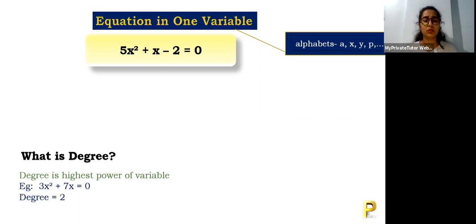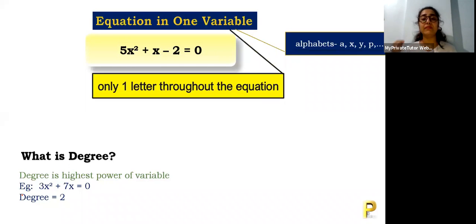So if you check throughout the equation, you can see there's only one variable throughout the equation. You don't have any other, you only have x throughout this. Do you have y? Do you have a, b? No, you don't. So only one letter throughout the equation is considered to be an equation in one variable. Okay, so I hope you're clear with this part, what is an equation in one variable, what is a coefficient, and what is a degree. So an equation in one variable is an equation that should have only one alphabet, or one variable, throughout it. That is called an equation in one variable.